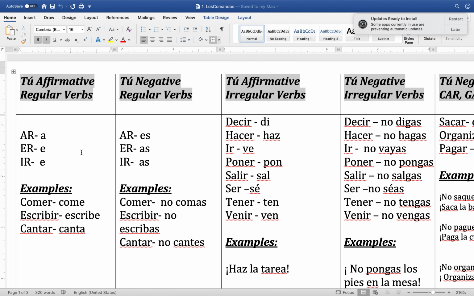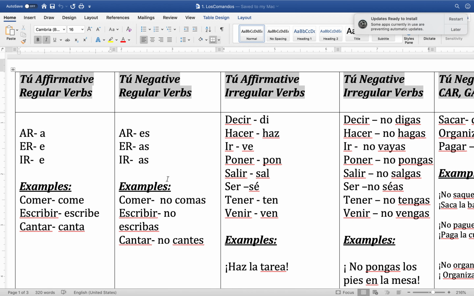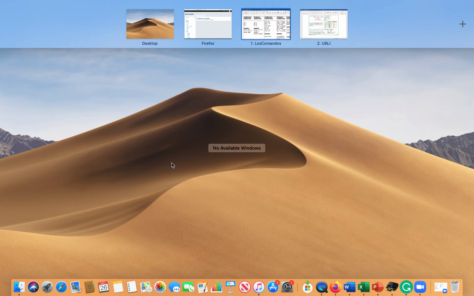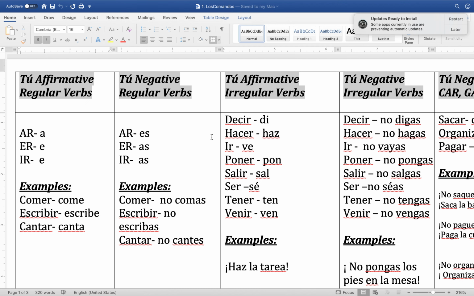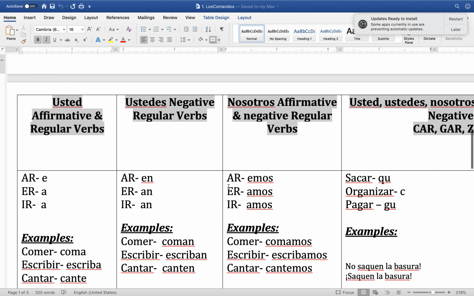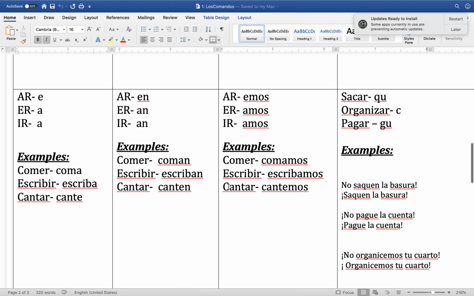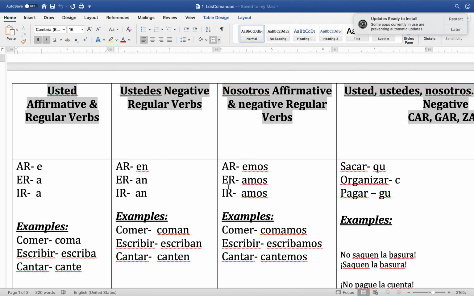Okay, so again, we are in the tú commands. This handout that I made for you, you can see it all in one page. It's more organized than the way the textbook does it, which is this one. I don't like it. Also, I have added the usted, ustedes, and nosotros commands over here, in case you need to go back and review it.